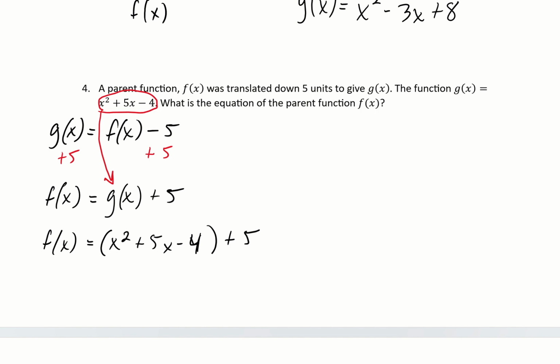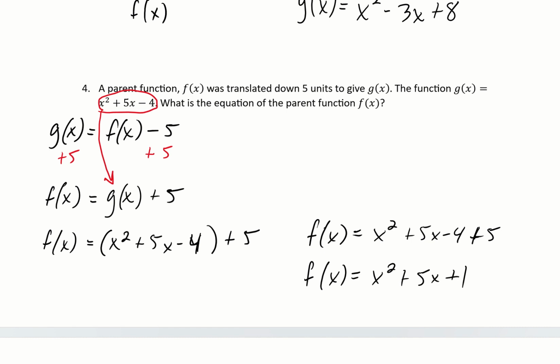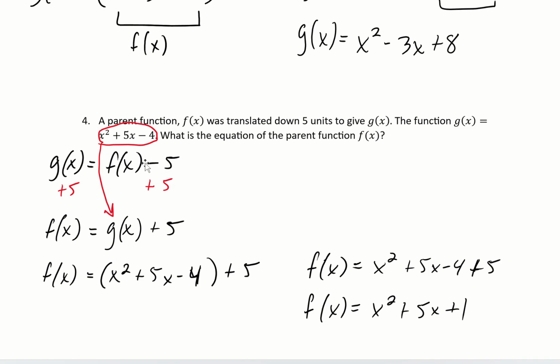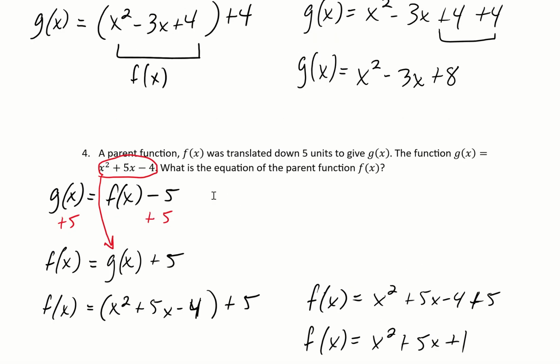And so I think you're getting the pattern. So f of x is going to be x squared plus 5x minus 4 plus 5. Combine like terms, you end up with f of x is equal to x squared plus 5x plus 1. So that's as simple as it is. So when you do a vertical translation, you either add or subtract to your original function to get your translated function. This is all occurring outside of the parentheses.